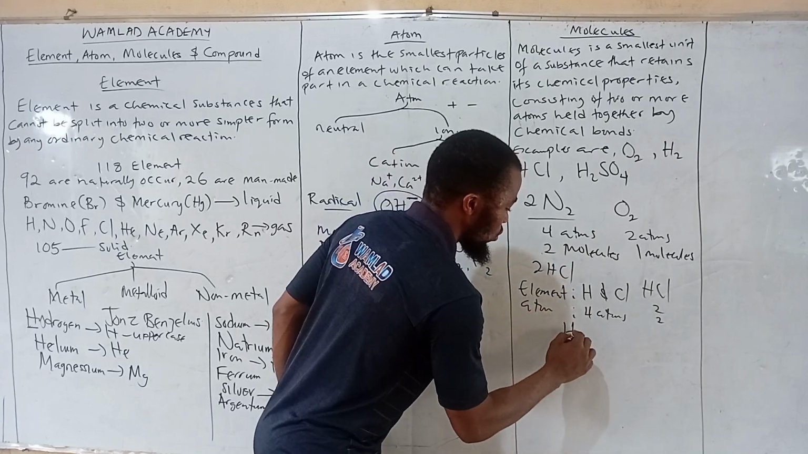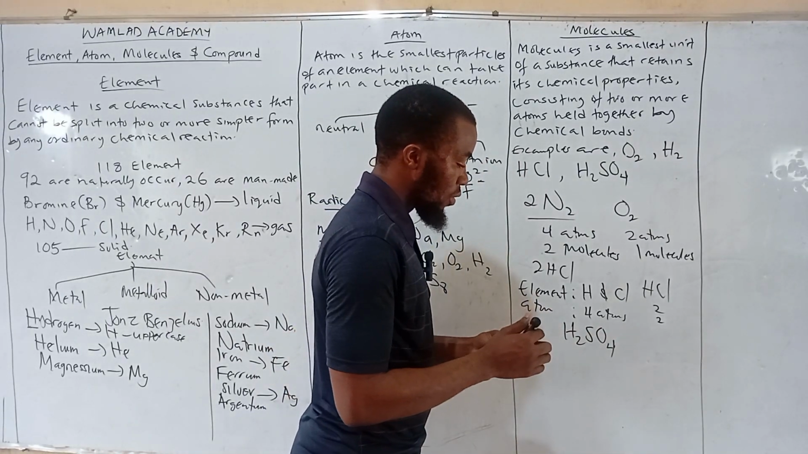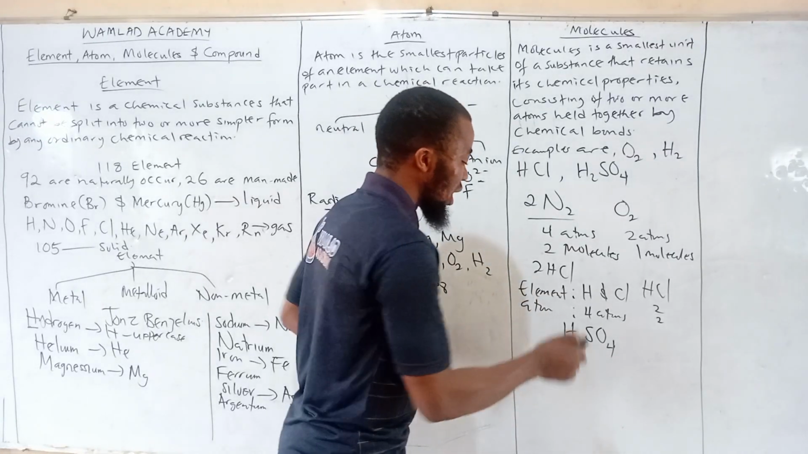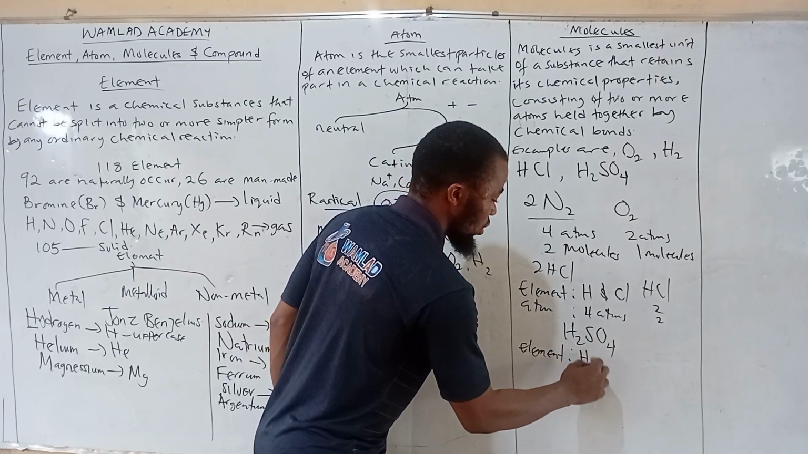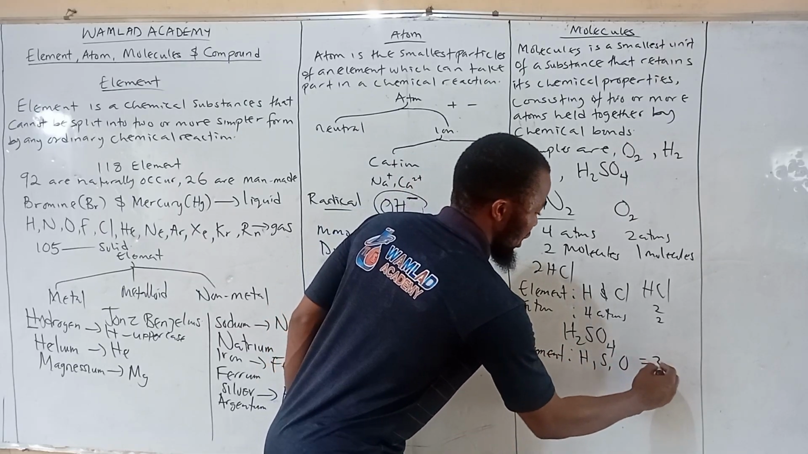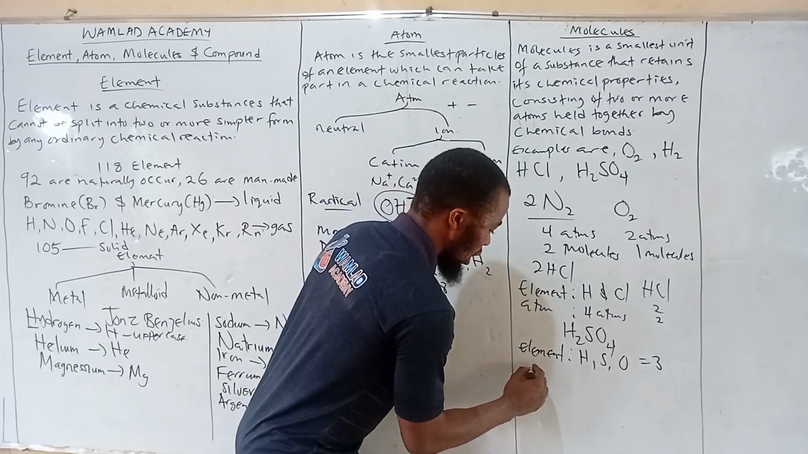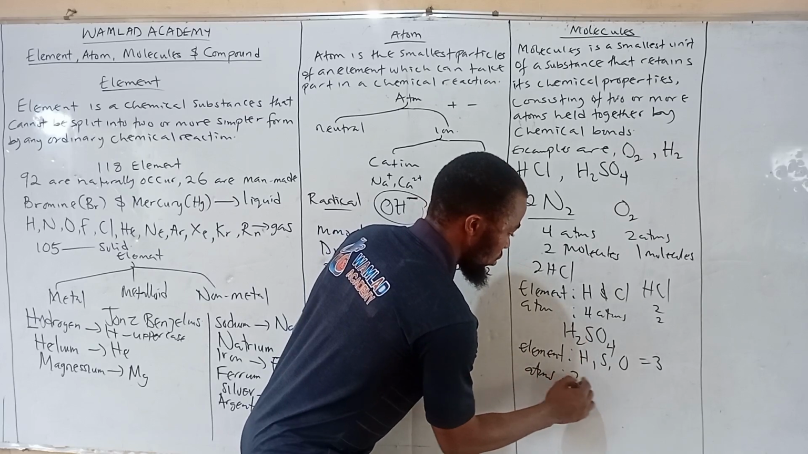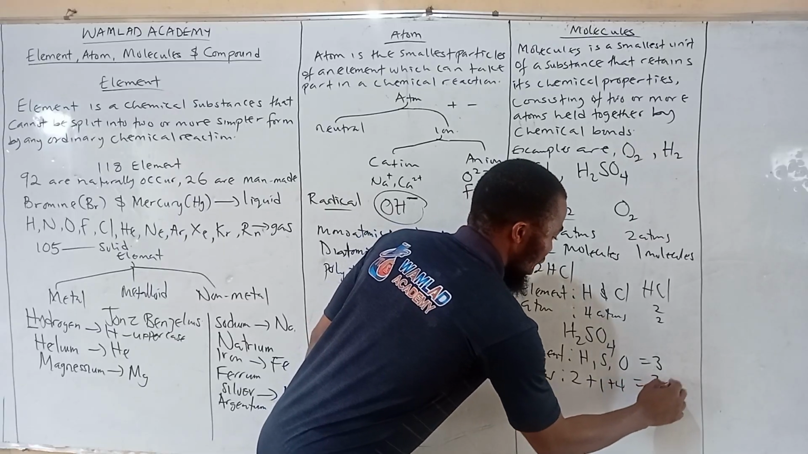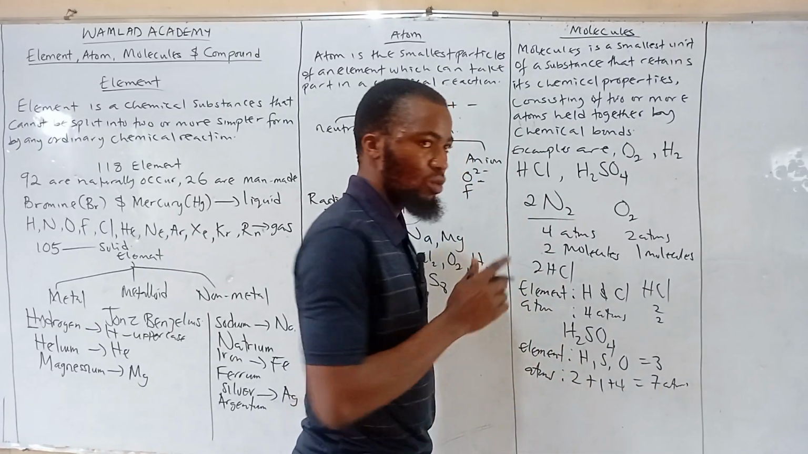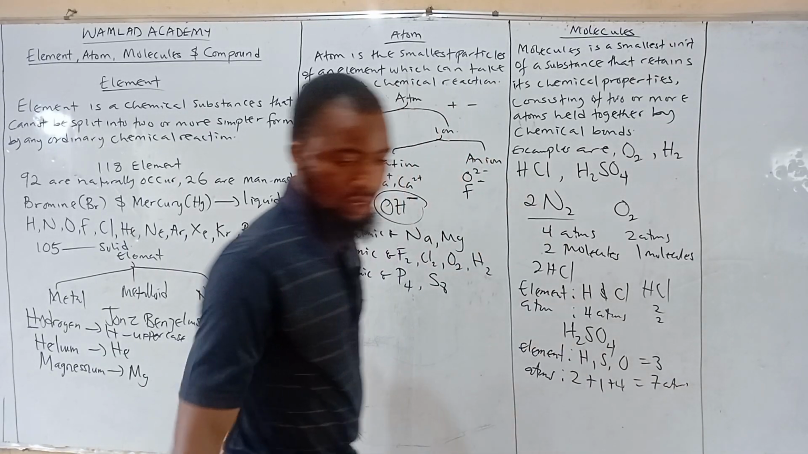Let's take another example. Let's say you have H2SO4. In this case, how many atoms do you have here? How many elements and how many molecules? The elements you have here are hydrogen, sulfur, and oxygen. That means the number of elements is what? Is 3. What about the number of atoms? You have two atoms of hydrogen plus one atom of sulfur plus four atoms of oxygen, which means you have 7 atoms. But how many molecules? You have only one molecule. I believe you understand it. So if you understand it, then now move to what they call a compound.